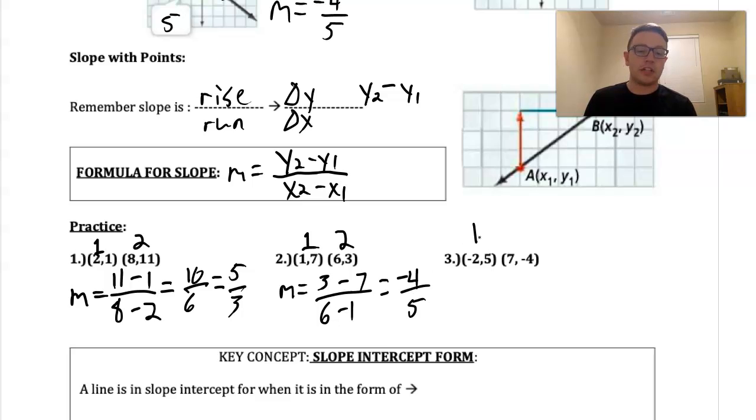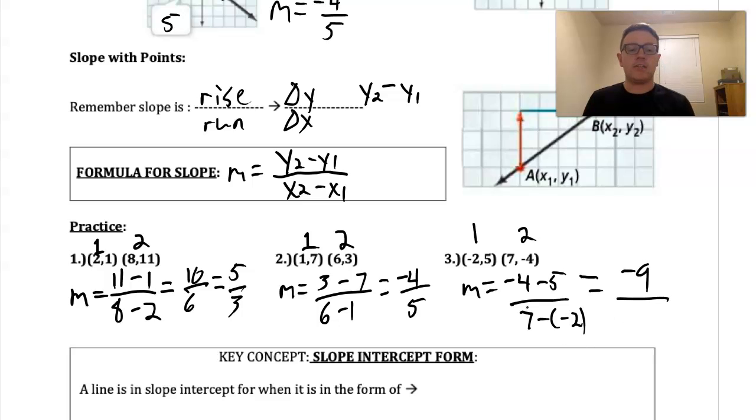This one is a little trickier just because we have to keep track of negatives. And we'll call this point 1 and this point 2. Our slope is then going to be y2, negative 4, minus 5, over x2, 7, minus x1, minus negative 2. So negative 4 minus 5 gives us minus 9. For 7 minus negative 2, minus a negative is the same thing as plus a positive. So this is 7 plus 2, or negative 9 over 9, which we can reduce to minus 1.